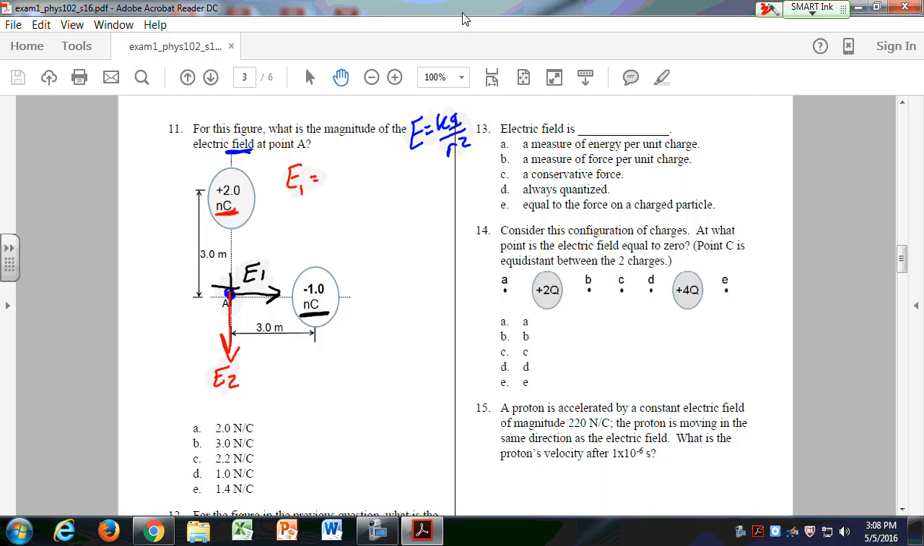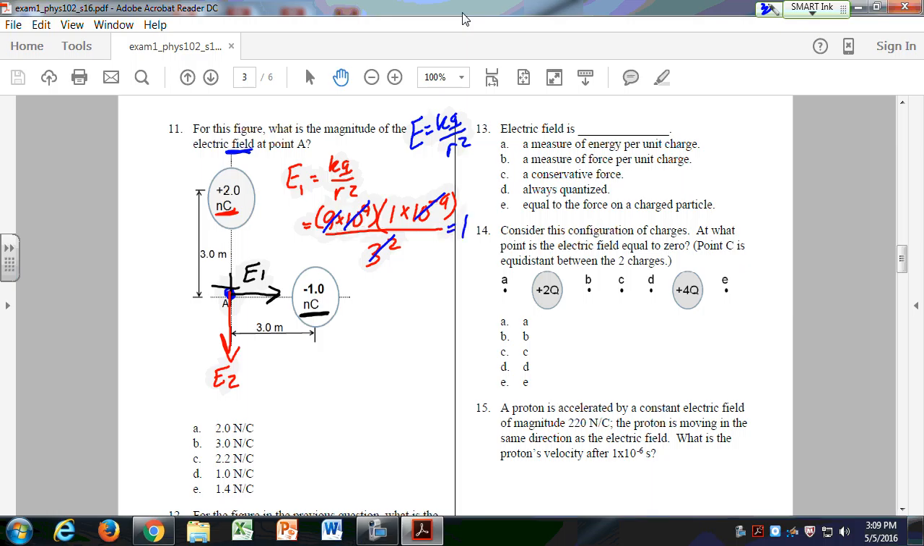E1 is kQ over r squared. That's 9 times 10 to the 9th. Q, we're doing E1, is 1 times 10 to the minus 9, divided by 3 meters squared. Look for things to cancel out, because I like to make the numbers easier to work with, especially on these type problems. Those two cancel, 10 to the 9th, 10 to the minus 9th. This cancels with that, and it just leaves me with 1.